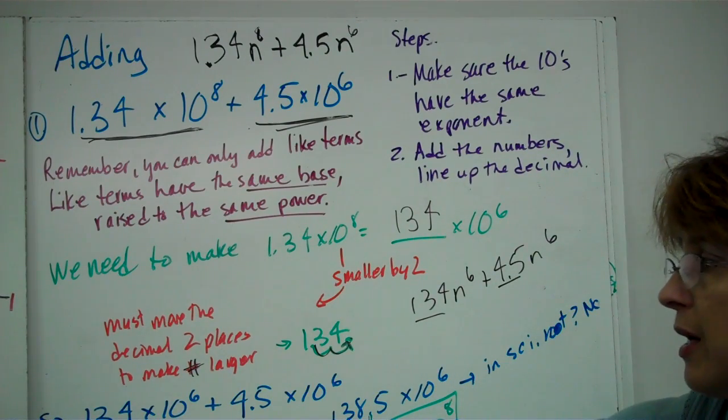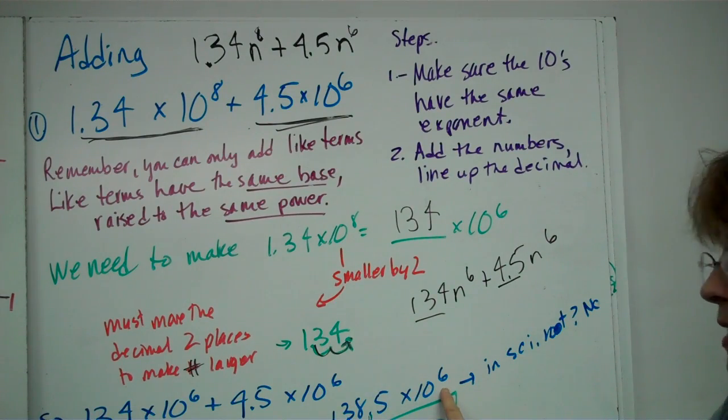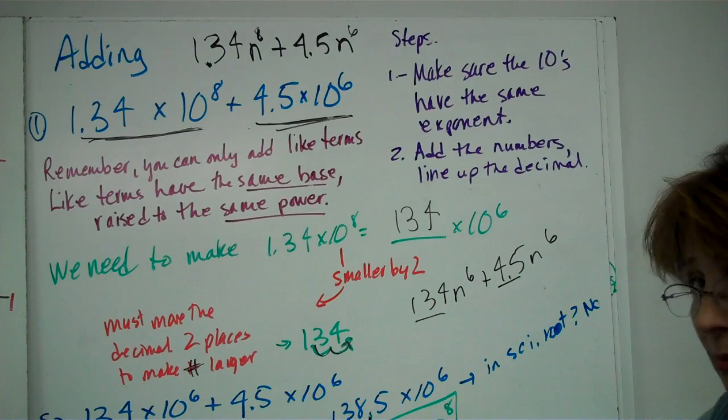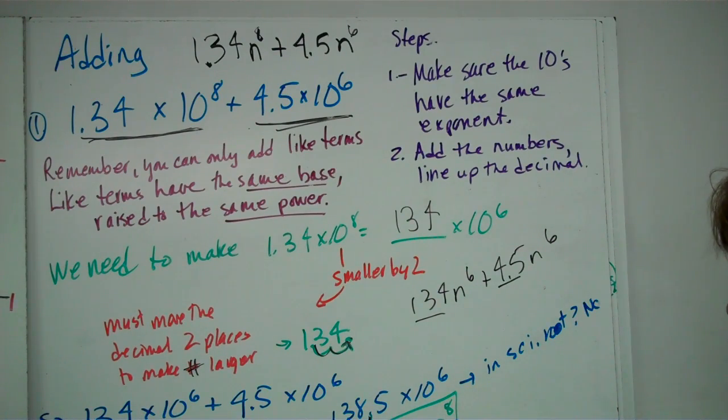It's 134.0 plus 4.5, and you get 138 times 10 to the 6th. But that number is not in scientific notation, because that's not between 1 and 10. So I have to move it over to make it smaller. I have to make the exponent bigger by 2 because I moved it over 2 places. It ends up being 1.385 times 10 to the 8th.